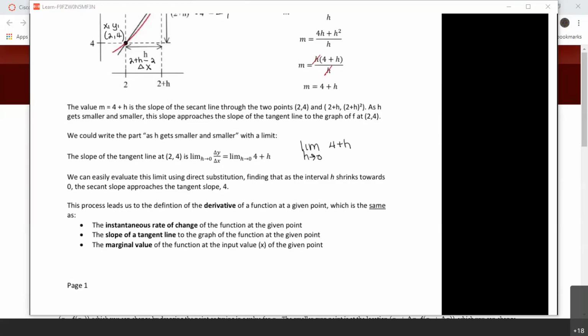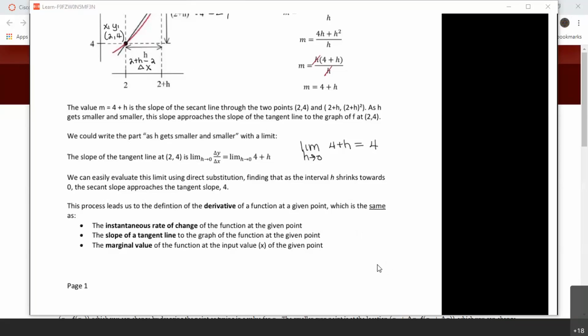So you can see there's no problem with plugging in a 0 for h, and you can see that that becomes 4. We're just directly substituting that 0 in for h. And you can see, as I get right down to this 0, the slope of that tangent line to this curve is exactly 4.